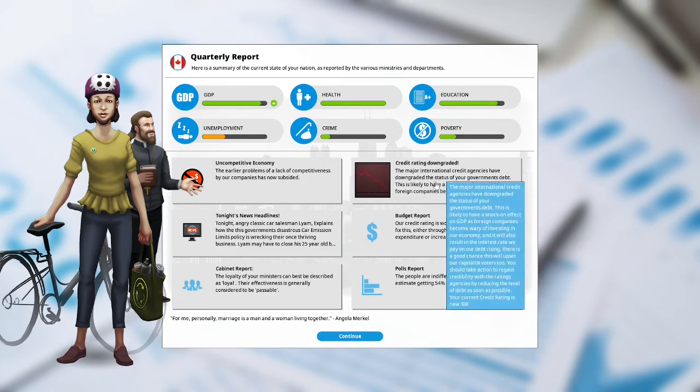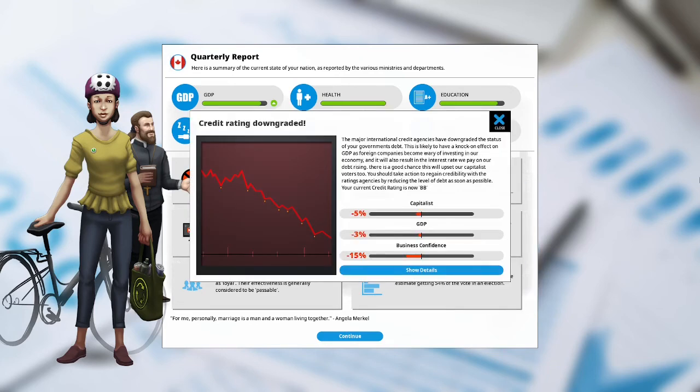Credit rating downgraded. Major international credit agencies have downgraded the status of your government debt. This is likely to have a knock-on effect on GDP as foreign companies become wary of investing in our economy. It will also result in the interest rate we pay on our debt rising. There is a good chance this will upset our capitalist voters too. You should take action to regain credibility with the ratings agencies by reducing the level of debt as soon as possible. Your current credit rating is now a double B.